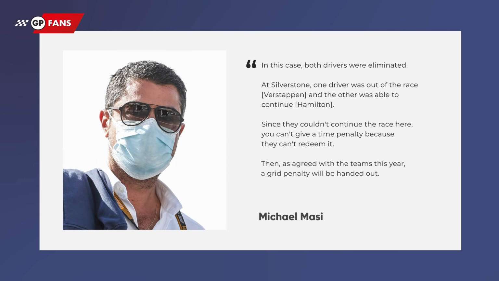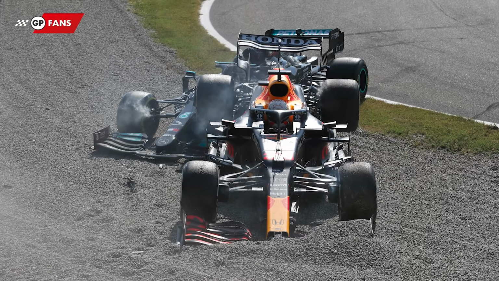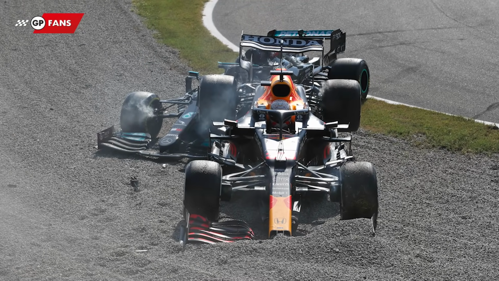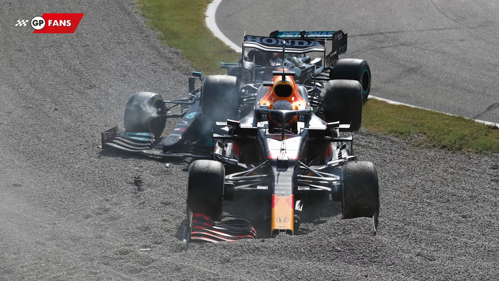In this case, both drivers were eliminated. At Silverstone, one driver was out of the race, Verstappen, and the other was able to continue, Hamilton. Since they couldn't continue the race here, you can't give a time penalty because they can't redeem it. Then, as agreed with the teams this year, a grid penalty will be handed out. Masi emphasises that any incident between Verstappen and Hamilton will be treated the same as any other incident.